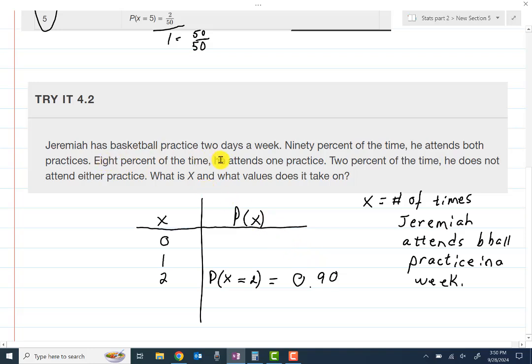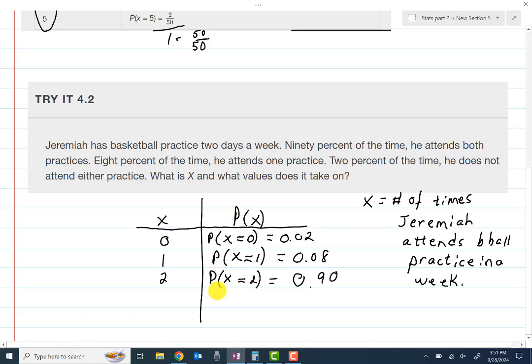Then 8% of the time he attends one practice. So the probability that X equals 1 equals, it says 8%, so 0.08. And then even smaller, 2% of the time, probability X equals 0 is only 2%. Now to make sure that this is actually a probability distribution function, first of all, 0, 1, or 2 are the only possible outcomes that there can be.